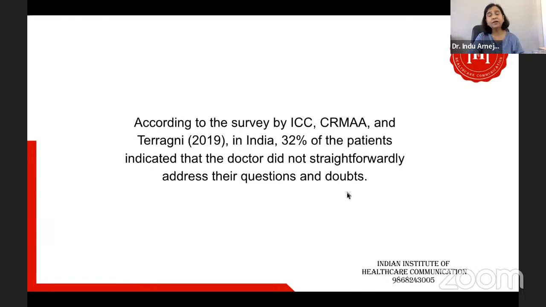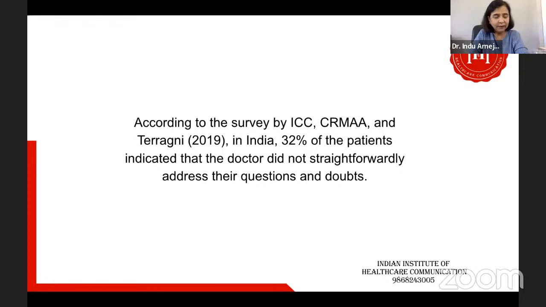According to the same survey, 32% of the patients indicated that the doctor did not straightforwardly address their questions and doubts. Again, when it comes to answering their questions, addressing their concerns, whatever issues they have, if you don't satisfy them, especially in today's era where patients are window shopping, they'll come to you, and ultimately they will go to the doctor who can actually listen to them, talk to them and explain to them.